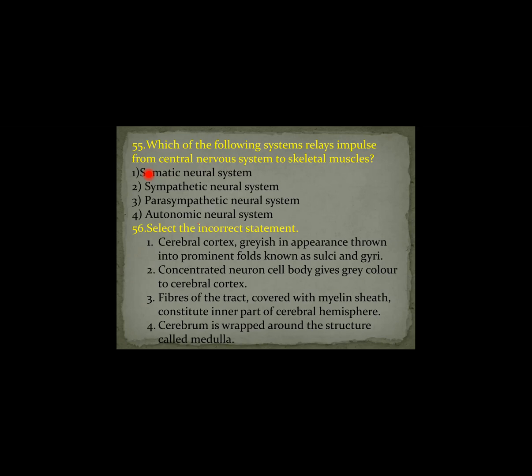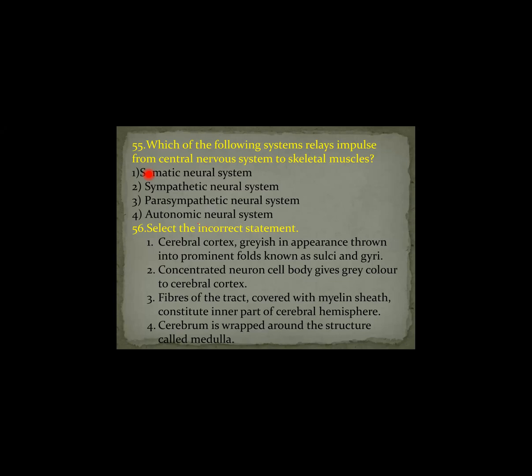Next, concentrated neuron cell bodies give gray color to the cerebral cortex. Yes, due to the presence of only cell bodies, the cortex region is grayish in appearance because myelinated nerve fibers are absent. So the second statement is also correct. Fibers of the tract covered with myelin sheath constitute the inner part of the cerebral hemisphere. The inner part is the cerebral medulla, composed of nerve fibers covered with myelin sheath. Yes, that is also a correct statement.